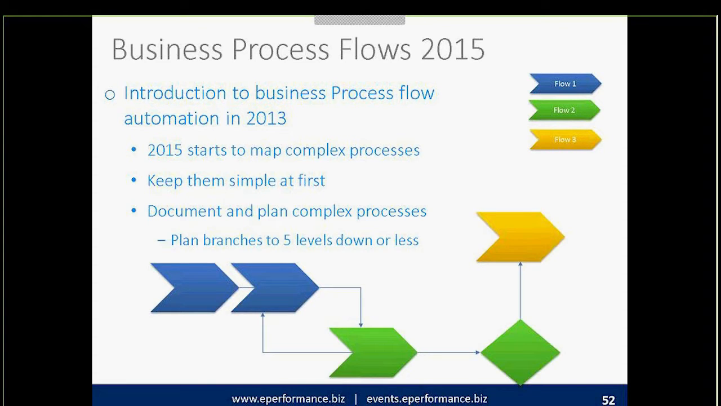But you can get more complex if you need to, and you can branch out to 5 levels or less. Now, that's for one business process flow. You can have up to 10 business process flows per entity. So you're not running out of options anytime soon. You just want to be careful about how you plan them out.